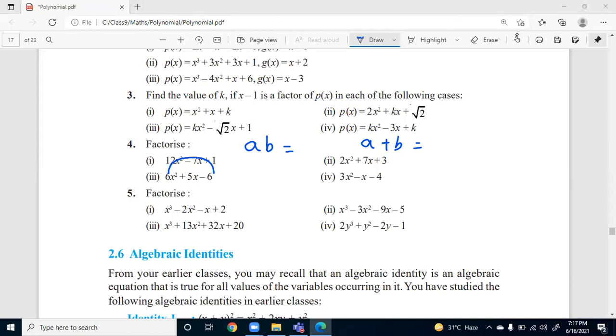So see, the fourth part is 3x square minus x minus 4. You can see if you multiply the first and last term, 3 into minus 4, that is minus 12. And a plus b, you can see it is minus 1. Okay, so if I take a as minus 4 and b as 3, then minus 4 into 3 is minus 12, and minus 4 plus 3 is how much? Minus 1.